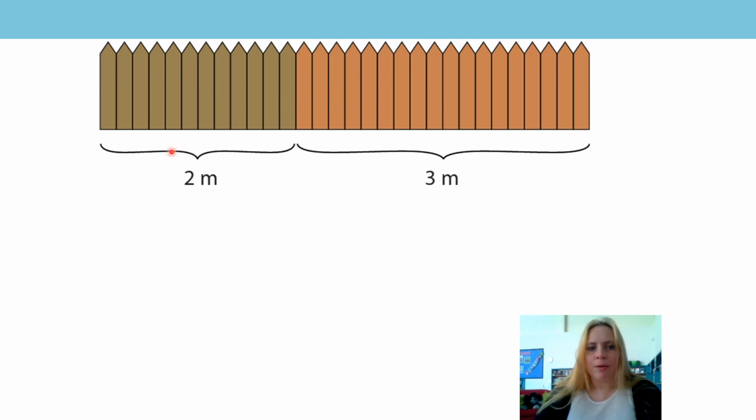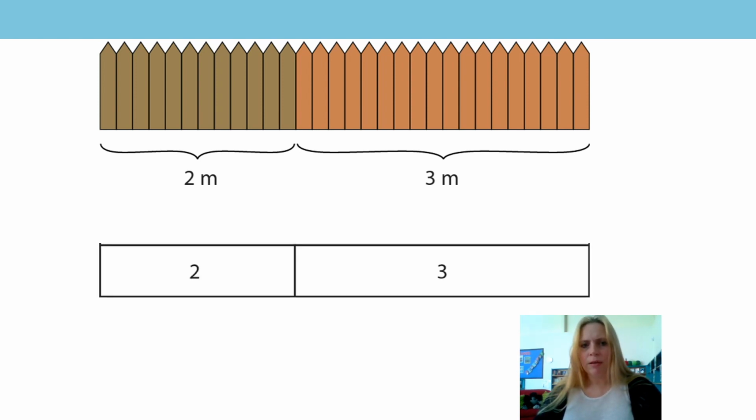This fence panel is 2 meters long. And the second bit of fence that we had to build to keep the dinosaurs out was 3 meters long. Just wondering, how long is my fence altogether? I know my 2 addends, 2 meters and 3 meters. I think I might use a bar model here. And my bar model is going to show me that I have 2 and 3. 2 meters of fence plus 3 meters of fence that we added when the dinosaurs got too big.